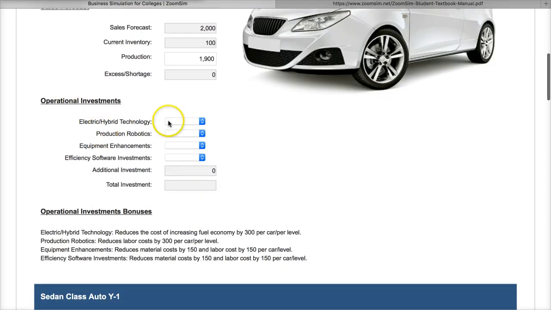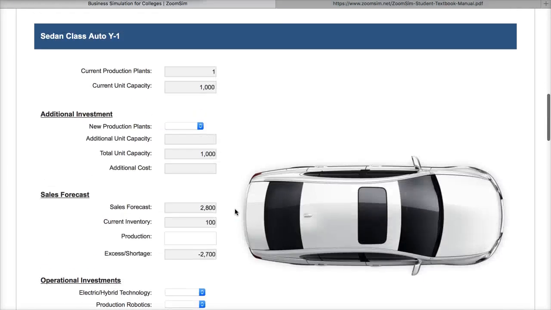And then these are optional investments that I can make. What these will do, let's put one level. If you read this down here, it'll show you that every level I buy, I get an operational cost reduction next year. So it takes a year to be effective. And then I move on to the sedan class.